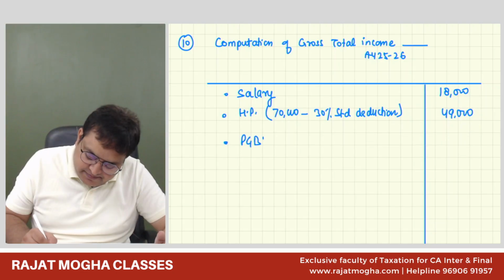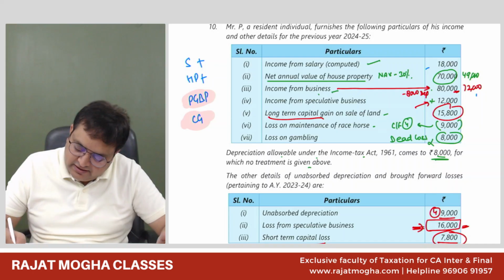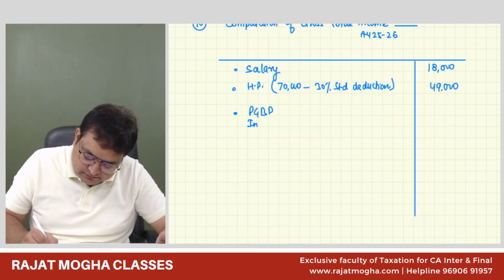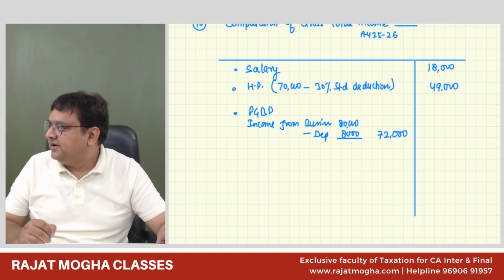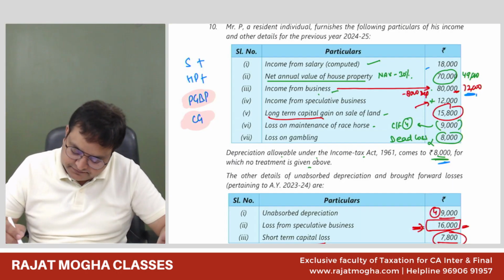Then we have PGBP, where we will be doing some adjustments also. Income from business is 80,000, and there is a current year depreciation also which we have to take. Income from business 80,000 minus depreciation 8,000 of the current year. So this is 72,000. I will not keep it in the outer column because we have certain adjustments here.